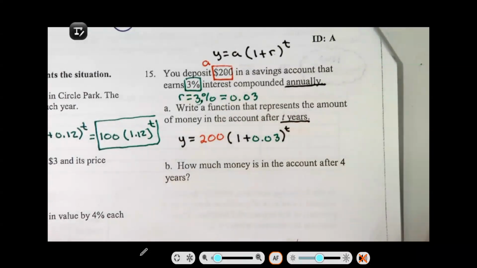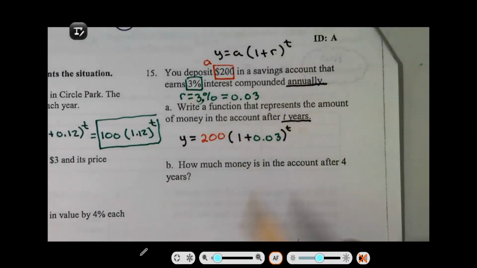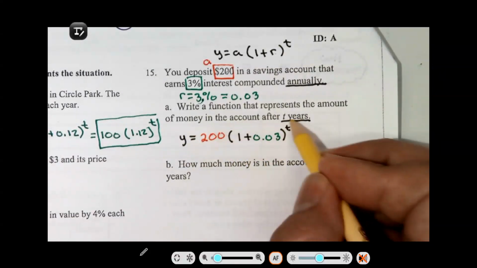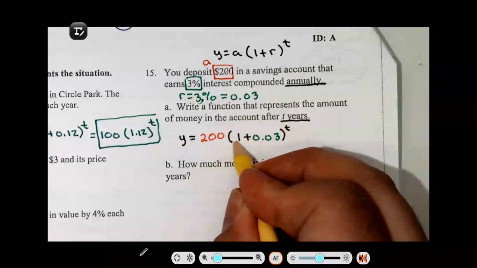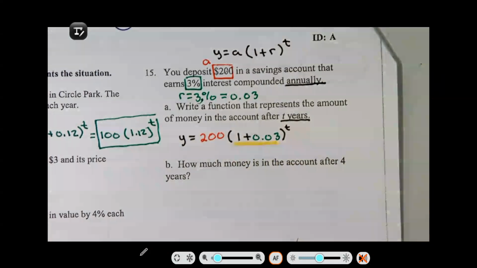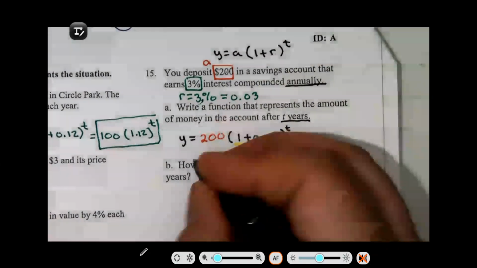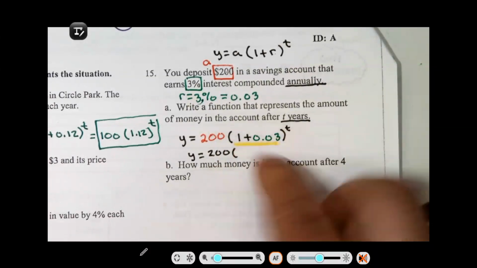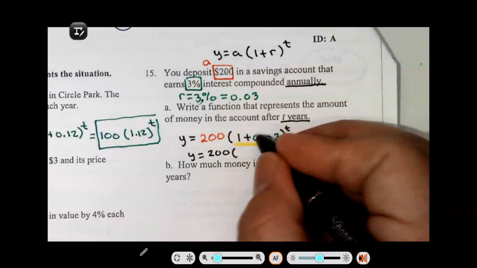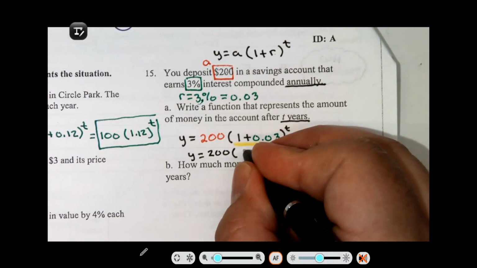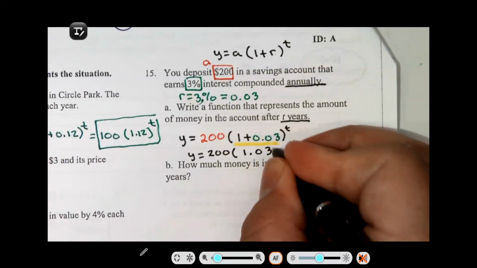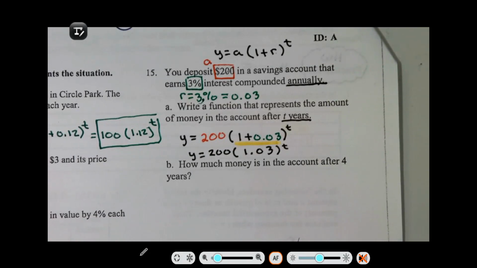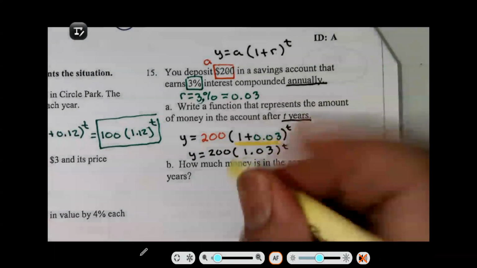But remember, we did mention it in class. If there's any math that you can do, you should do it. No, we can't distribute by 200 because there's a power of t, but I can definitely handle that inside part. So now my true equation is y is equal to 200 times the quantity 1 plus 0.03, which is 1.03, with a power of t. And just like that, there's my equation. That's the answer for number 15A.